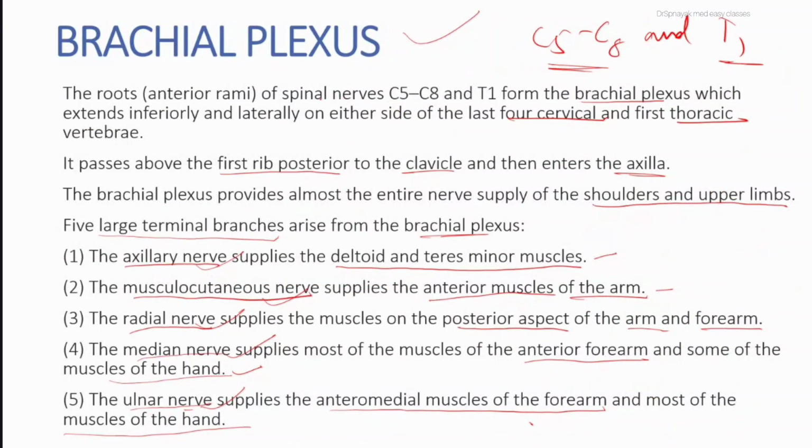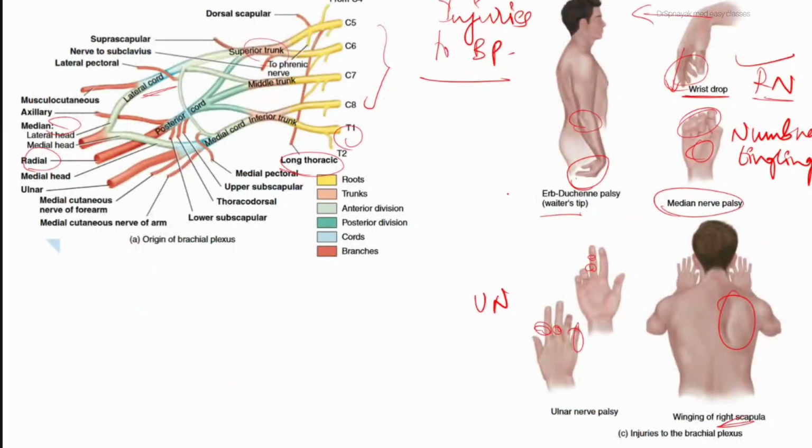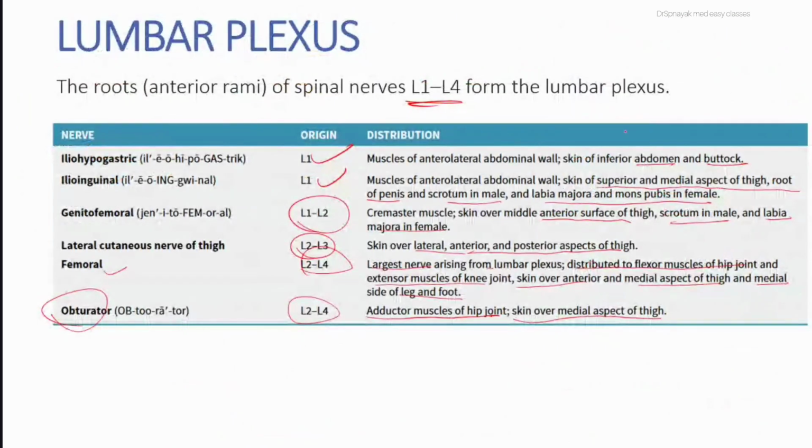We learned about brachial plexus. This is formed by the roots or anterior rami of spinal nerves C5 to C8 and T1. And there are five large terminal branches: the axillary nerve, musculocutaneous nerve, radial nerve, median nerve, and ulnar nerve. And we learned about the abnormalities that occur due to injuries in the brachial plexus. We have Erb's tip, wrist drop, median nerve palsy, ulnar nerve palsy, and winging of the scapula.